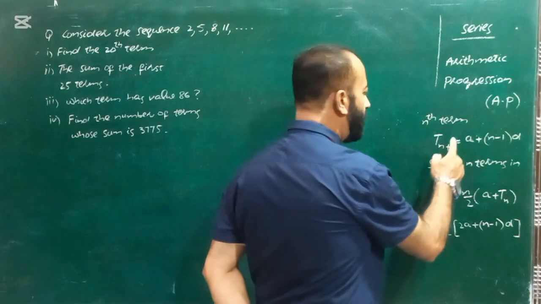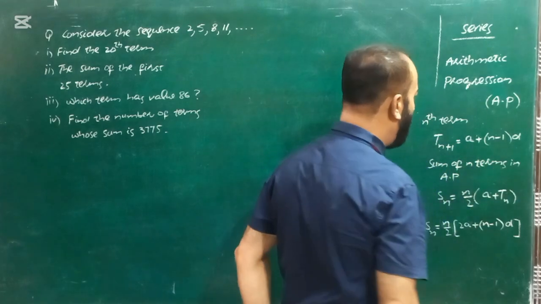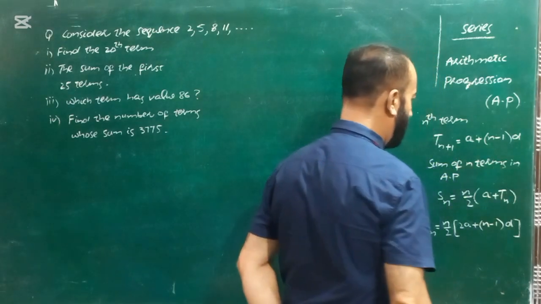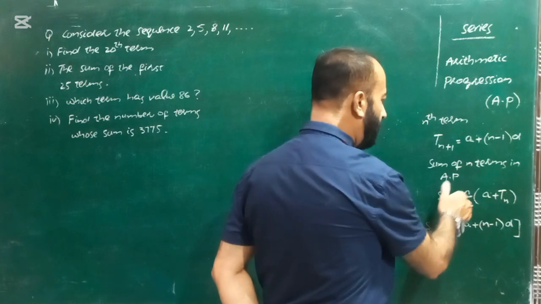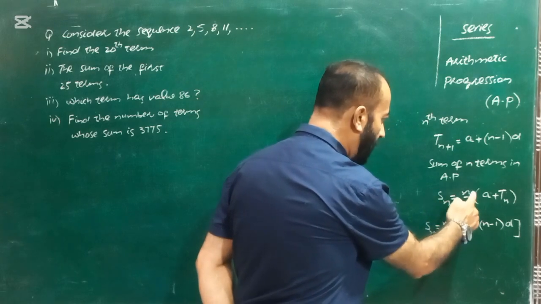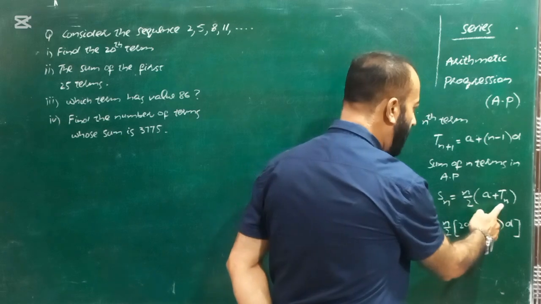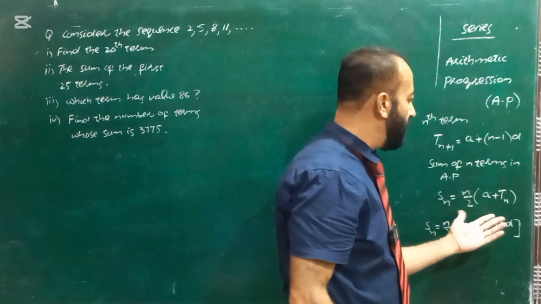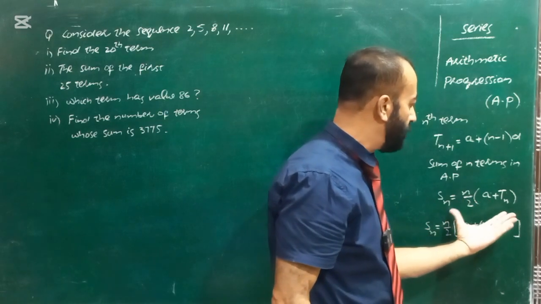So here are two concepts, two formulas. The formula for the nth term is Tn is equal to a plus (n minus 1) into d, where a is the first term, n is the number of the terms, and d is the difference. And the second formula is for the sum of the n terms in an arithmetic progression. The formula will be Sn is equal to n by 2 into (a plus Tn), where n is the number of the terms and Tn will be the nth term. This formula will be used when the first term, the nth term and the number of the terms are given. Then we will use this formula.